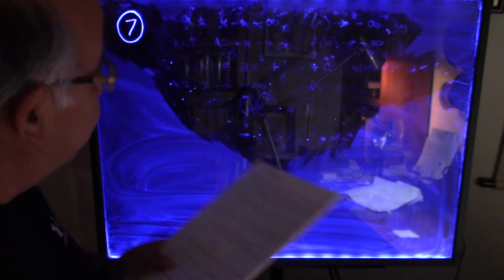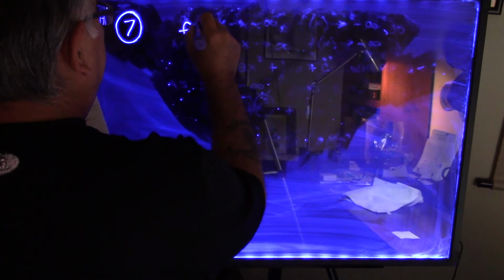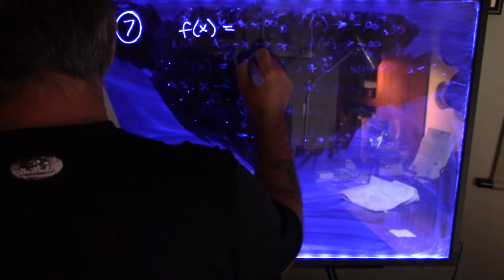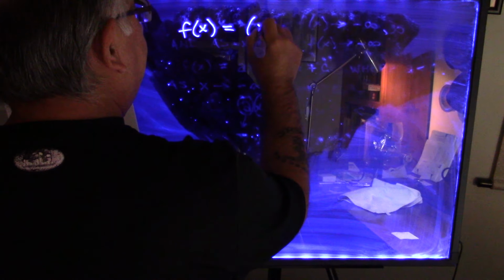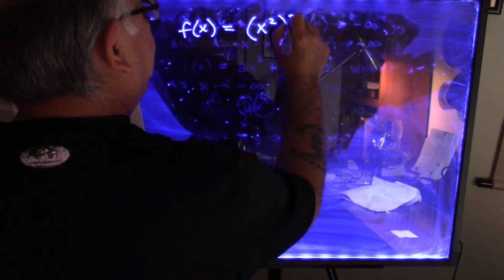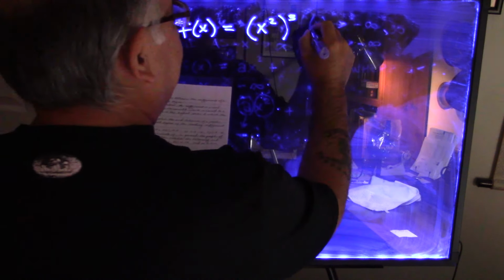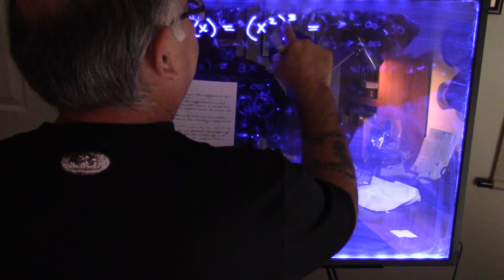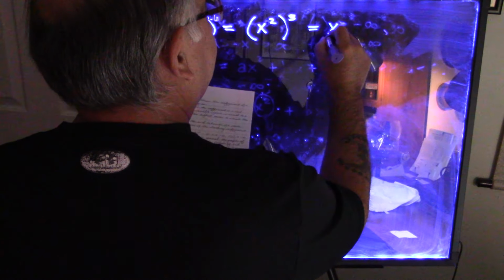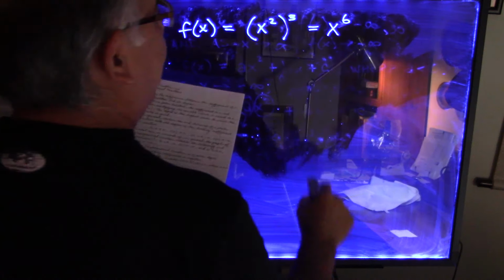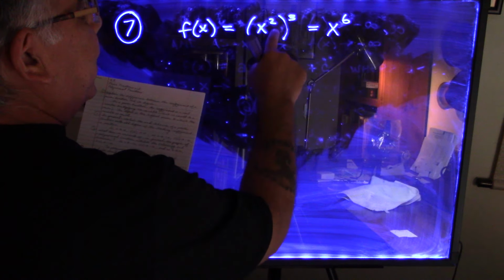Number 7. I think we're supposed to identify these functions as to whether or not they're power functions. So we have f of x equals x squared in parentheses, and that's raised to the 3rd power. So you're raising a power to a power, so you can simplify this by writing x to the 2 times 3, which is x to the 6. Raising a power to a power, you multiply the exponents.